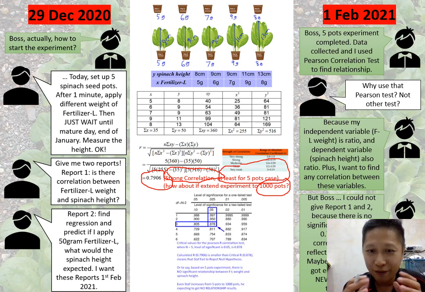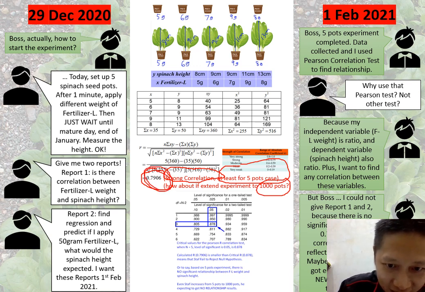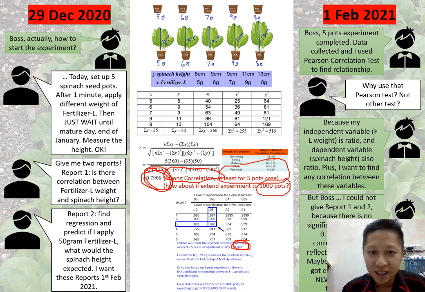Here is how I find the significant result. At the end, I found that the value 0.706, it is lesser than the critical value, which was 0.878. That's why I say that my result is not significant and it cannot be used to predict a 1000 case problem.